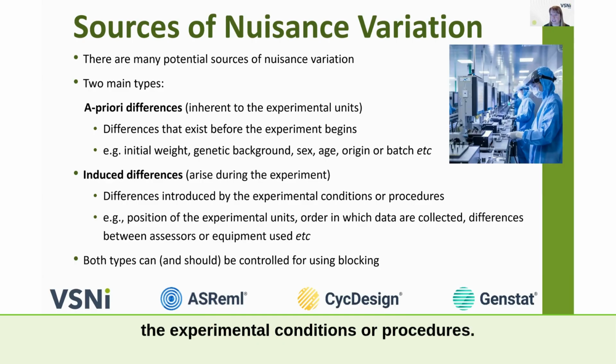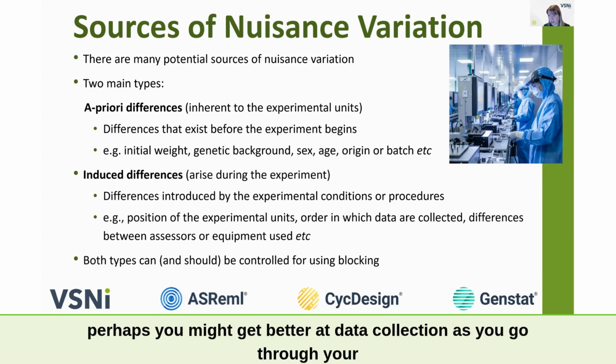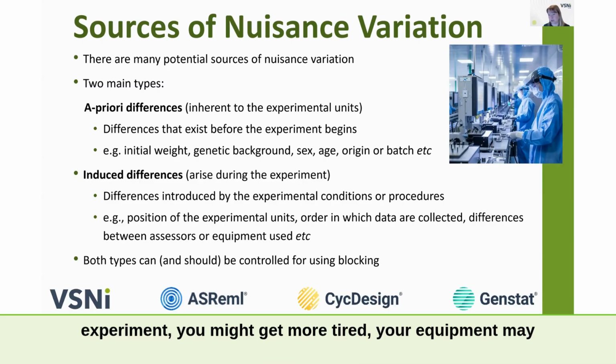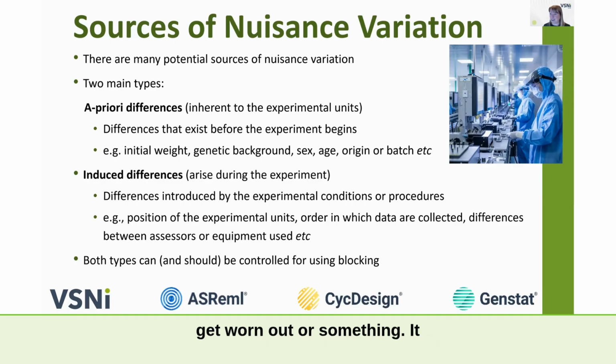caused by the experimental conditions or procedures. So examples of these include things like the order in which the data is collected. Perhaps you might get better at data collection as you go through your experiment. You might get more tired, your equipment may get worn out or something. It also includes things like differences between assessors or equipment used. Even the most finely tuned and advanced pieces of tech vary between different individual pieces of equipment.